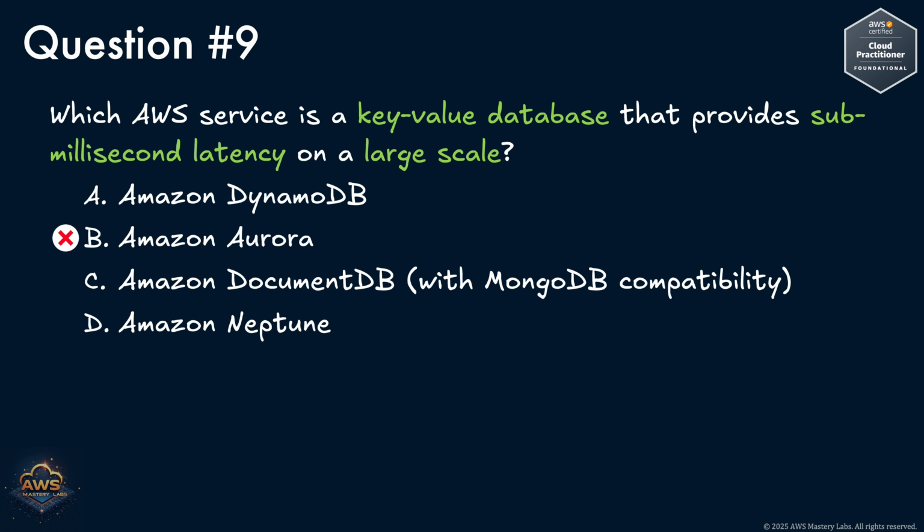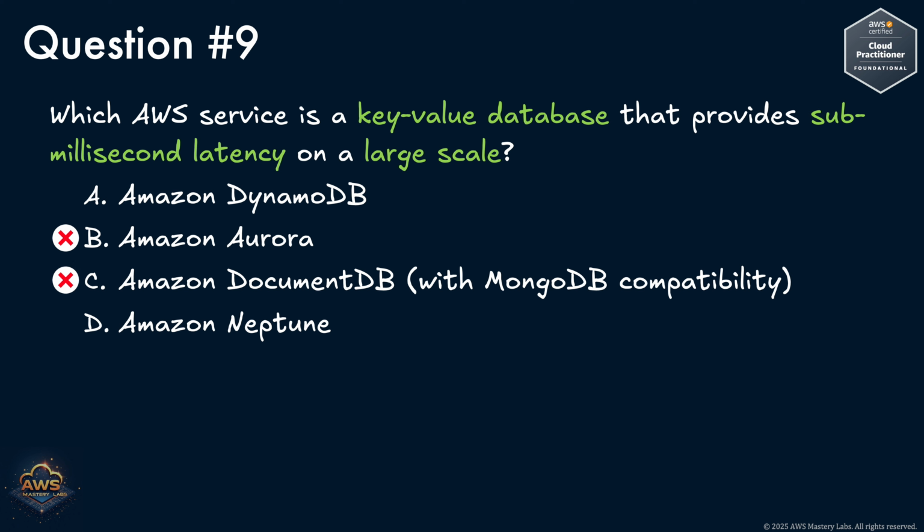Option B, Amazon Aurora. Aurora is a high-performance, fully managed relational database engine compatible with MySQL and PostgreSQL. It's designed for structured, SQL-based workloads, not key-value access patterns. While it offers impressive performance and scalability, it does not deliver sub-millisecond latency in most scenarios, especially compared to a true key-value store. Incorrect, because it is a relational model, not a key-value store, not optimized for sub-millisecond latency.